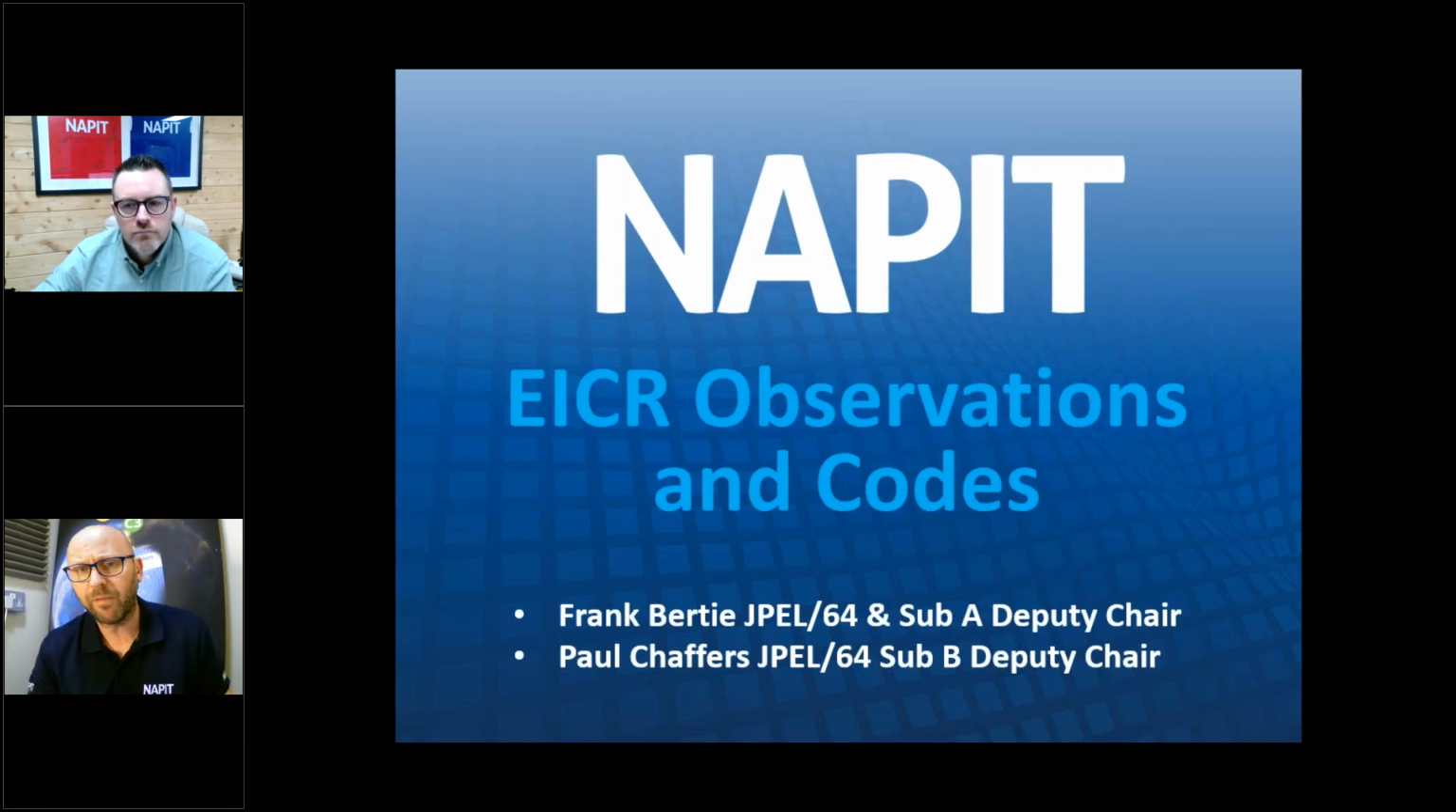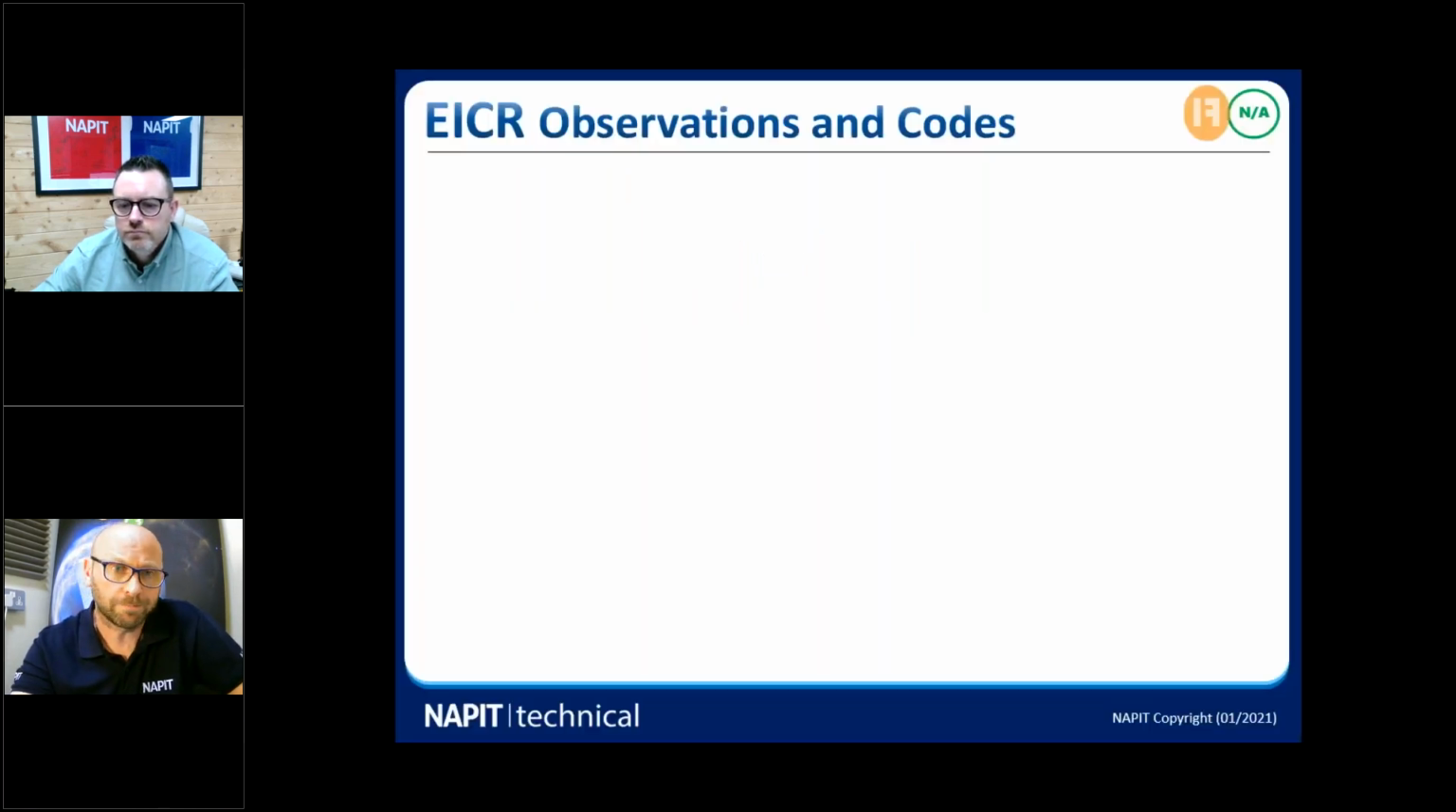Now, just to point out before we get underway, both myself and Frank work in the JPEL 64 committee structure. So that's the committee that's responsible for writing and maintaining the wiring regulations. Frank sits on subcommittee A, as well as the main JPEL committee, and I'm deputy chair of subcommittee B, which looks after the thermal aspects of the wiring regulations. Okay, so now we've got that out of the way, let's start having a look at the codes.